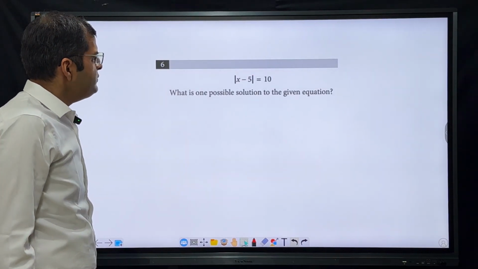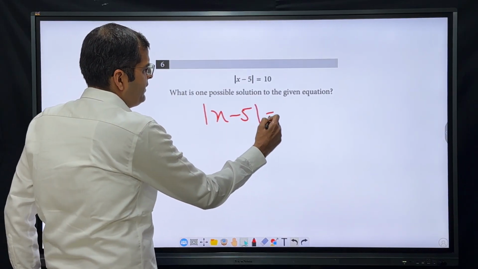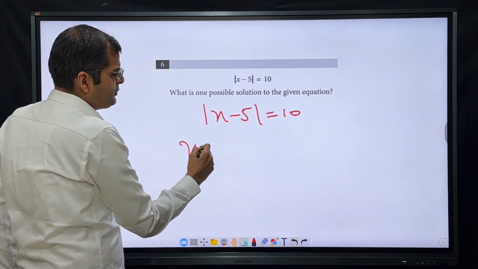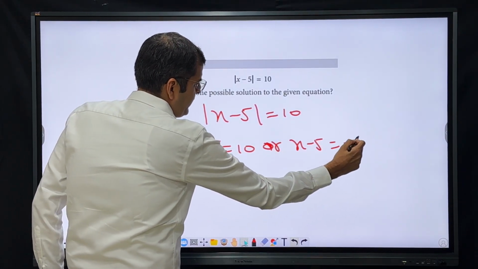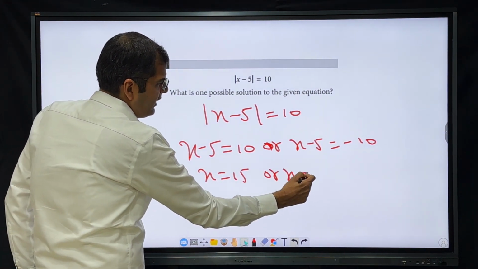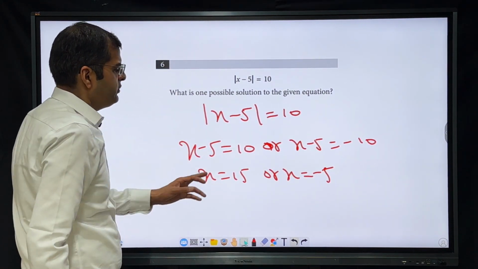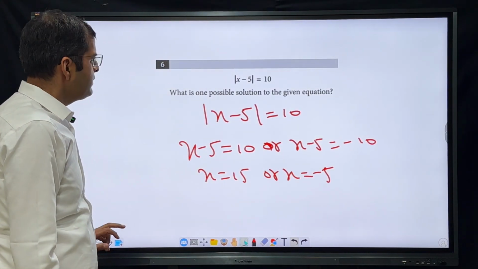Now this one says what is one possible solution to this equation? So it is the absolute value of x minus 5 is 10. So if this is absolute value, then x minus 5 is 10 or x minus 5 is minus 10. If x minus 5 is 10, x is 15, or x is minus 5. So either 15 or minus 5, whichever answer you give is the right answer here.